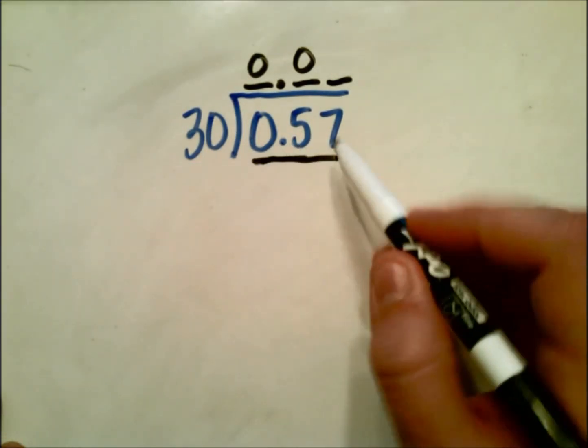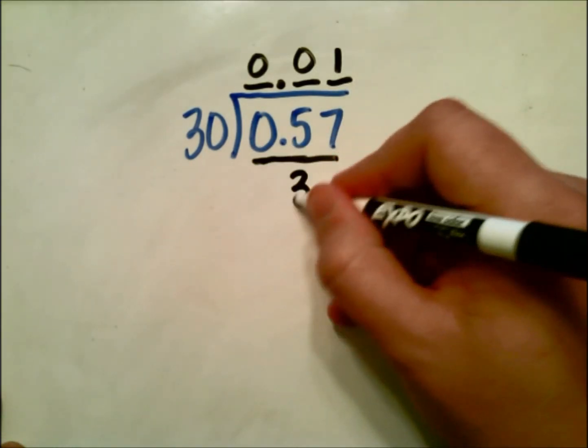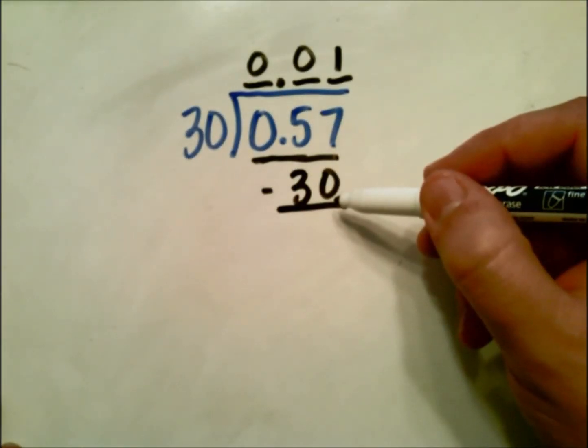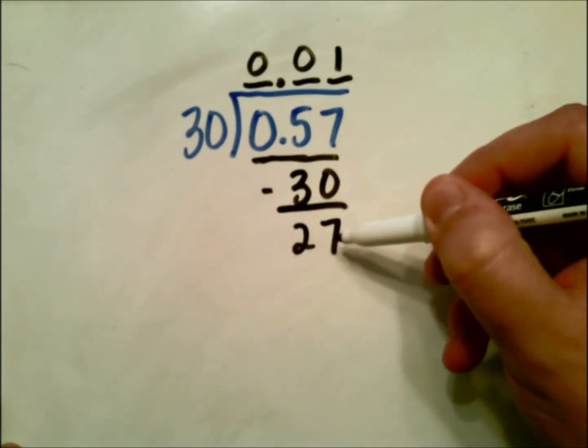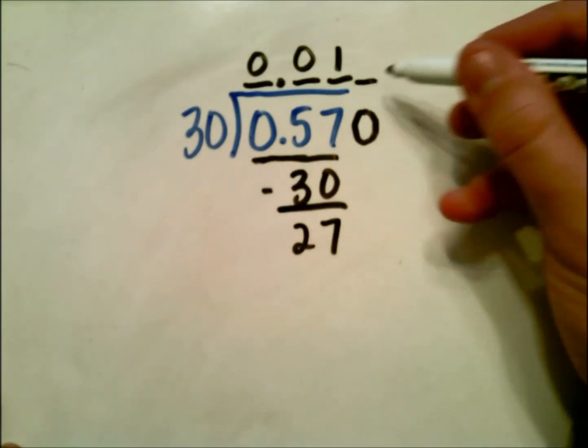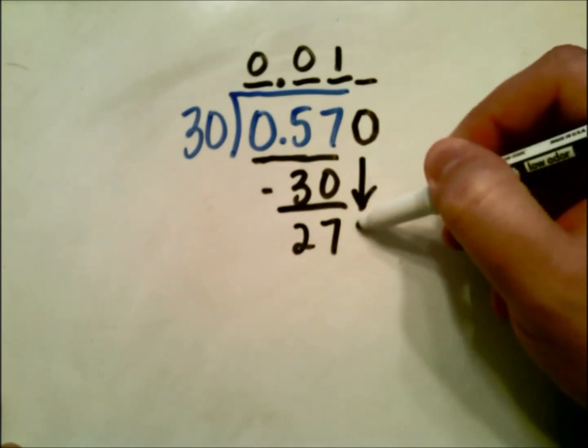30 goes into 57 once. Okay, and when we multiply 1 times 30, we get 30. 57 minus 30 is 27. Well, we could stop there, but let's add a 0. Let's add a dash, and we're going to bring down the 0.